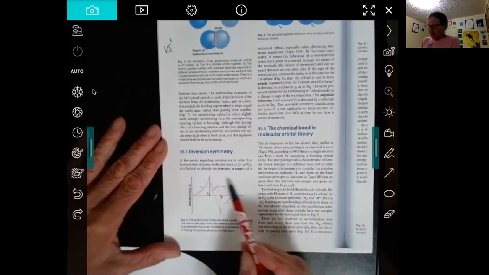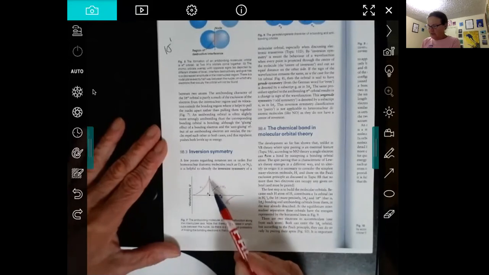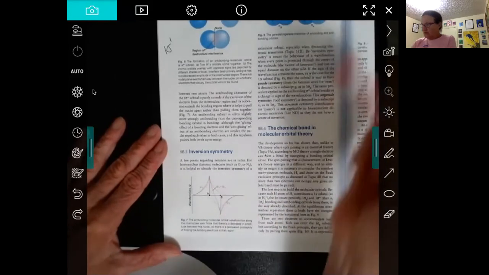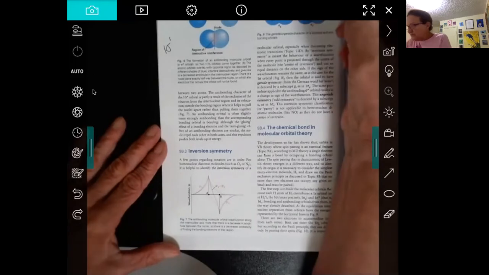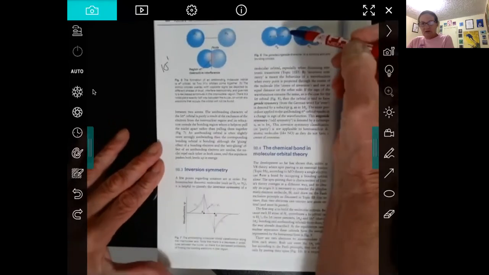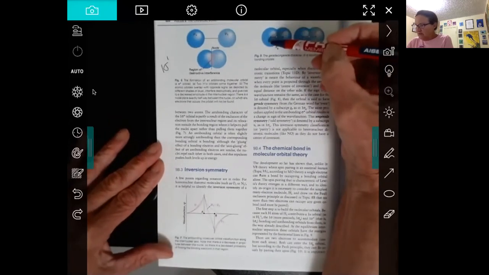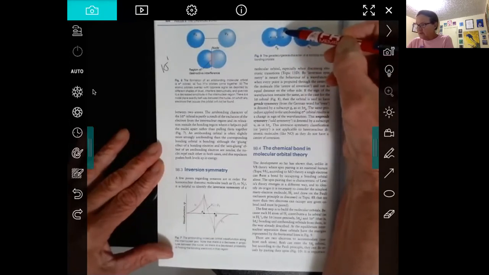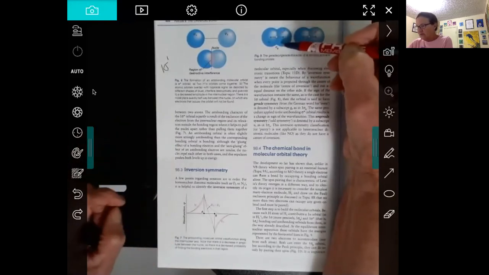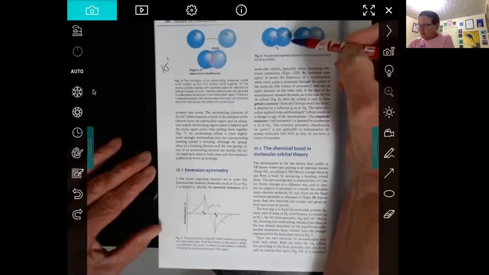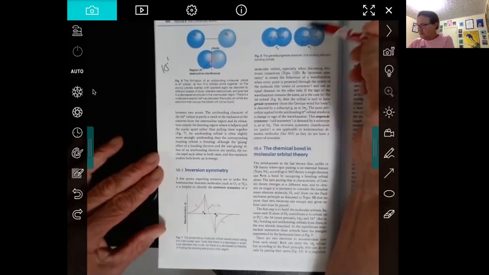Whenever you have a homonuclear diatomic, you can talk about inversion symmetry. So with the bonding orbital, if you are standing here and you go through the center of the molecule to the other side, exact same location, it's going to have the same sign. So we call that gerade. That's just the German word for inversion symmetry.